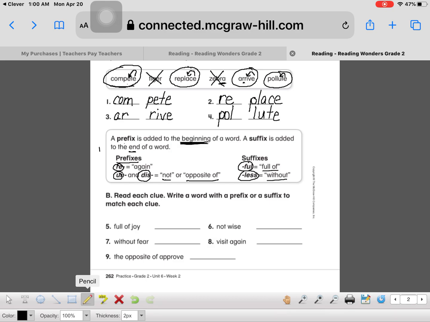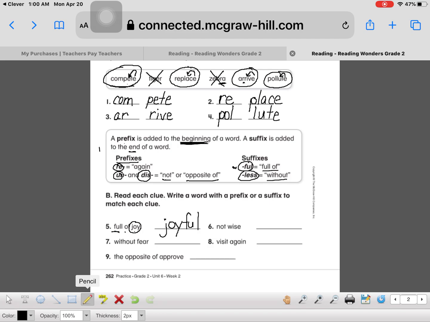So let's see if you all remembered this from the other day, the tutorial. If we are full of joy, we're not going to say we're full joy, are we? No, we're going to take our word, joy, and then we're going to add our suffix right here, full, not F-U-L-L. There's only one L, F-U-L, joyful, full of joy, joyful.